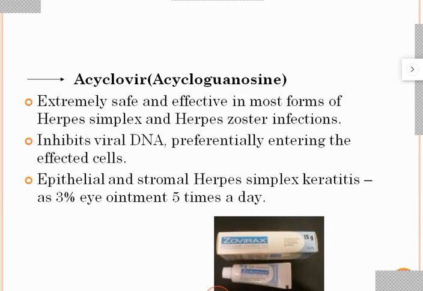Another most common one is acyclovir. This is extremely safe and effective in most forms of herpes simplex and herpes zoster virus infections. It inhibits DNA synthesis, preferentially in the affected cells. In case of epithelial and stromal herpes simplex keratitis, it is used as 3% eye ointment 5 times a day.